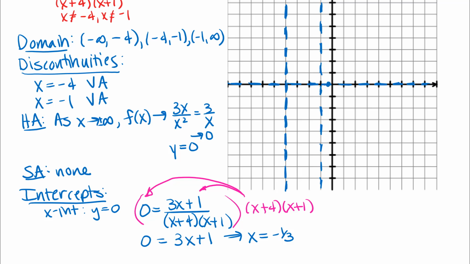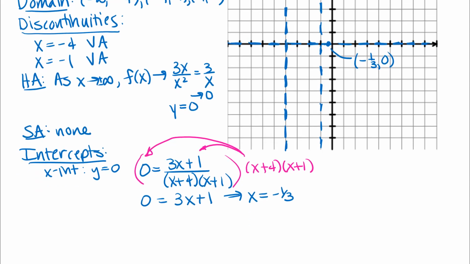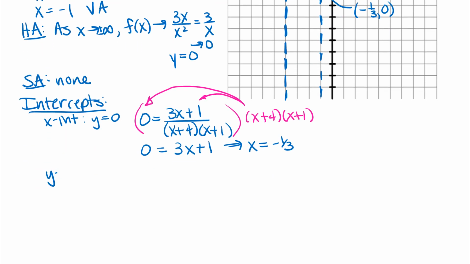So I'm going to put that here on the graph, and I'm going to go ahead and label that point since it's hard to tell from the graph exactly what fraction that would be at between 0 and negative 1, so I'll go ahead and label it. All right, and then the other intercept to find would be a y-intercept, and so for any function, not just rational functions, when you're finding a y-intercept, that is when x is equal to 0.